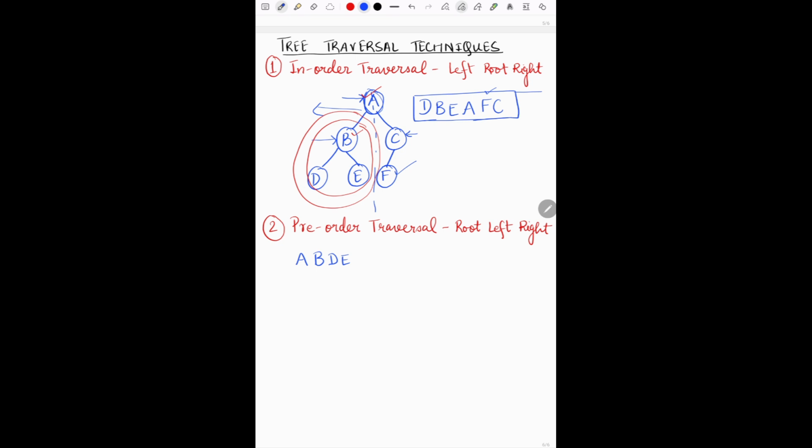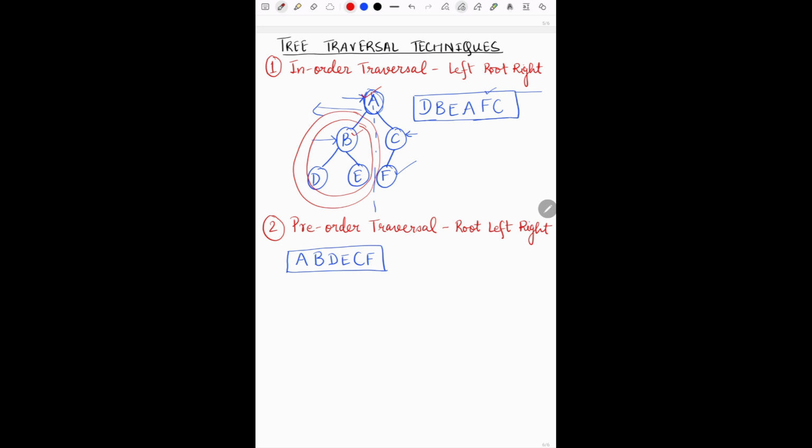Now moving to the right subtree, I encounter the root node of the right subtree which is C. So we'll write down C here, followed by the left of C, which is F, followed by the right of C, which is null in this particular case, so we do not need to write anything. This is the pre-order traversal of the given tree.